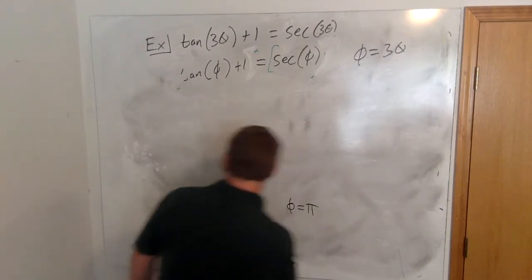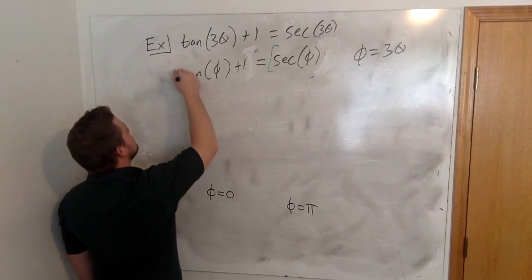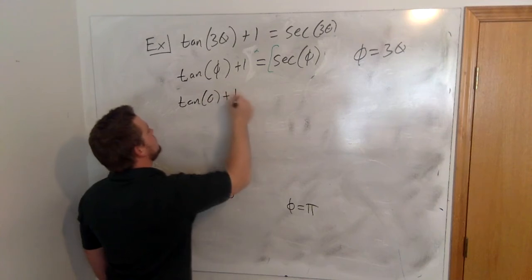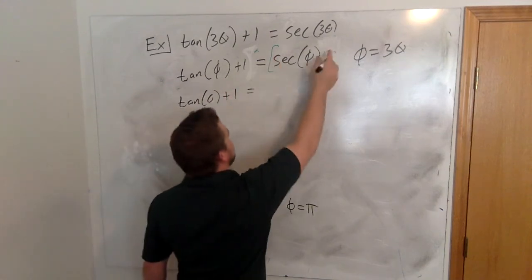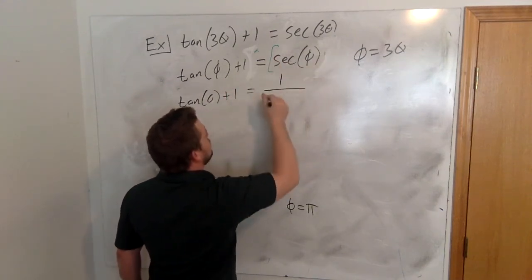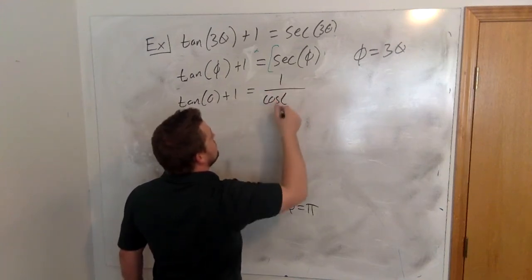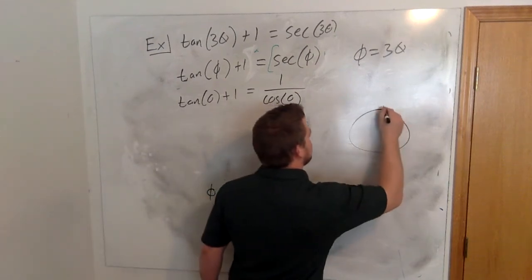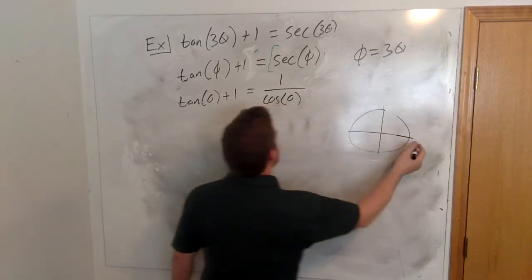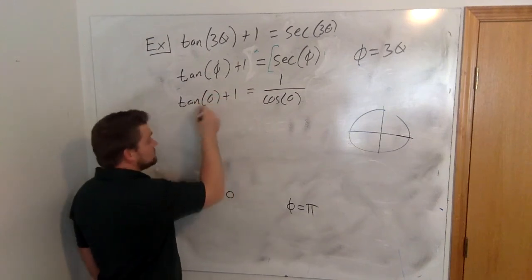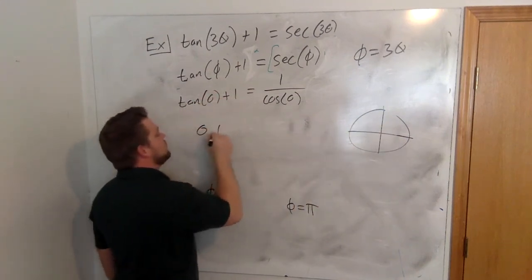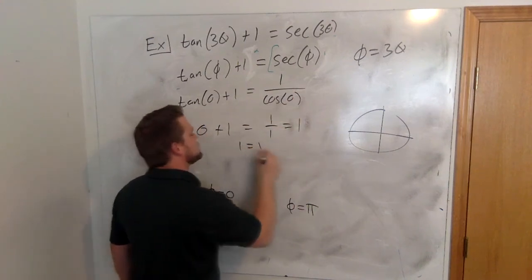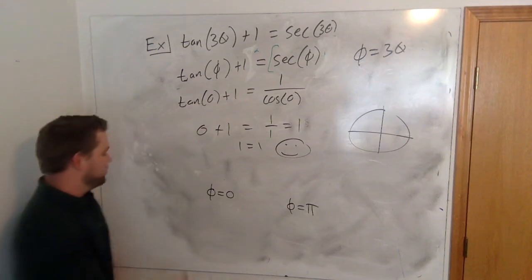Okay, well, if phi is 0, this would be the tan of 0 plus 1. I'm not super familiar with working with secant, so how about we write this as 1 over the cosine? So that'd be 1 over the cosine of 0. On our unit circle, cosine of 0 is 1. Tan of 0, the slope here is 0, so this would be 0 plus 1 will be equal to 1 over 1, which is 1. 1 equals 1. Happy face. This one here will work.